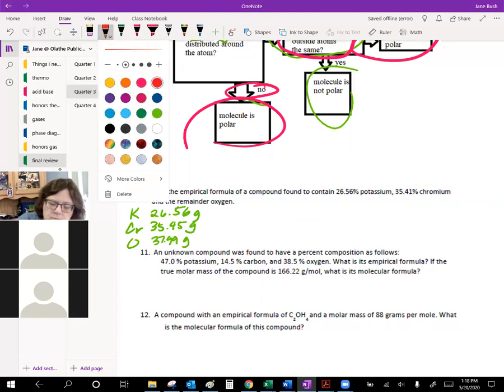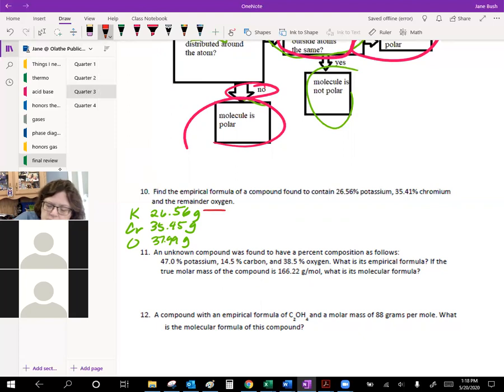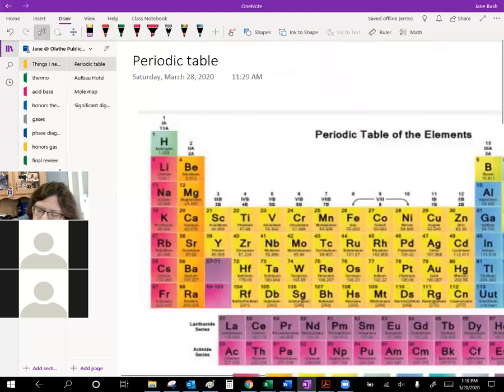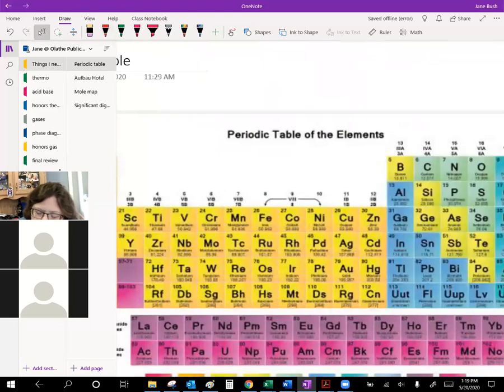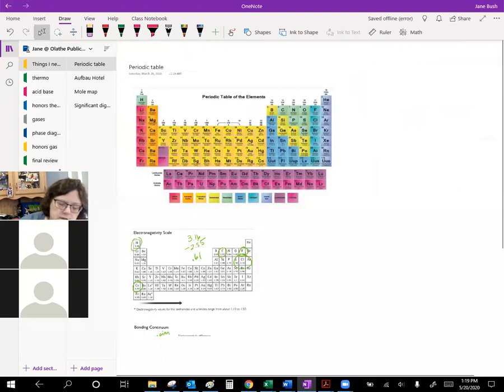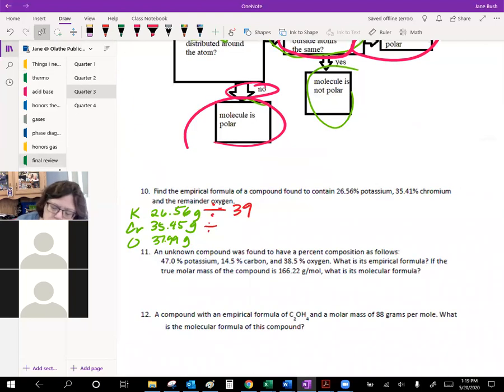Next step, change to moles, grams to moles. So we have to divide by the molar mass. Potassium is 39. Chromium, I lost my periodic table, but look what I did this morning. I put a periodic table on here. And I probably won't be able to read it. 51.9, I can tell that's what it is. 51.9, so we'll call it 52. And oxygen we'll call 16.